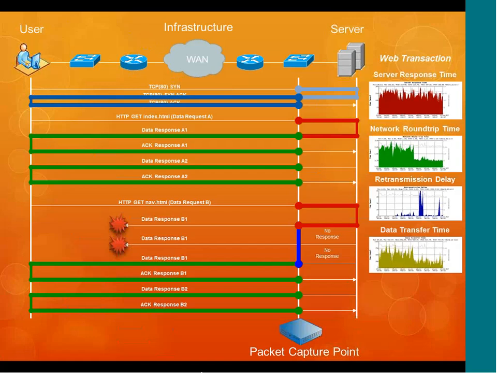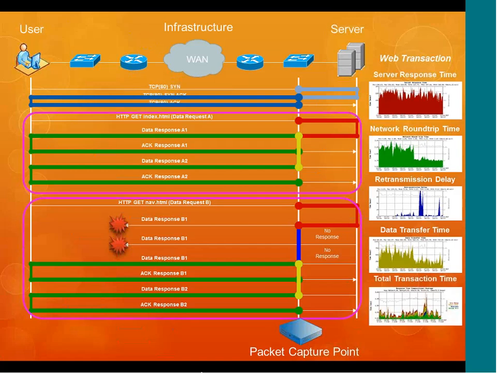Then we look at data transfer time. Data transfer time is the amount of time it actually takes to send the whole response. In both cases, we had two packets per response, right? Index.html was two packets, and nav.html was also two packets. So how long does it take to send those two packets? Well, that's what data transfer time tells us. It tells us how long between when the first packet goes out of the response and the last packet of that response.